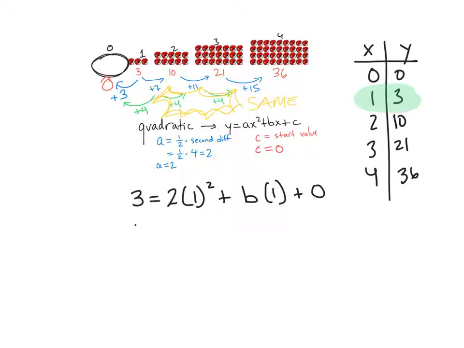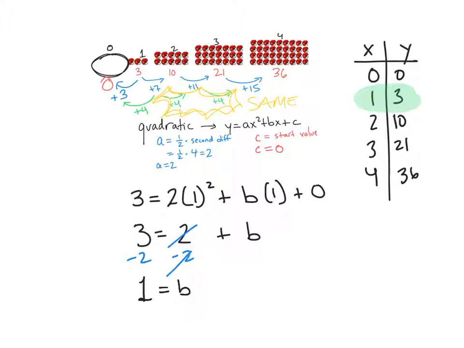So let's keep going. I have 3 equals 1 squared is 1, and then 2 times 1 is 2, and then B times 1 is just B, and then I'm not even going to include the 0. Now to get that 2 right here back over yonder, what do I need to do to move it back over here? I need to subtract it. So minus 2. So 3 take away 2, I believe, is 1. So that means 1 is equal to B. Boom, we have found our B value.